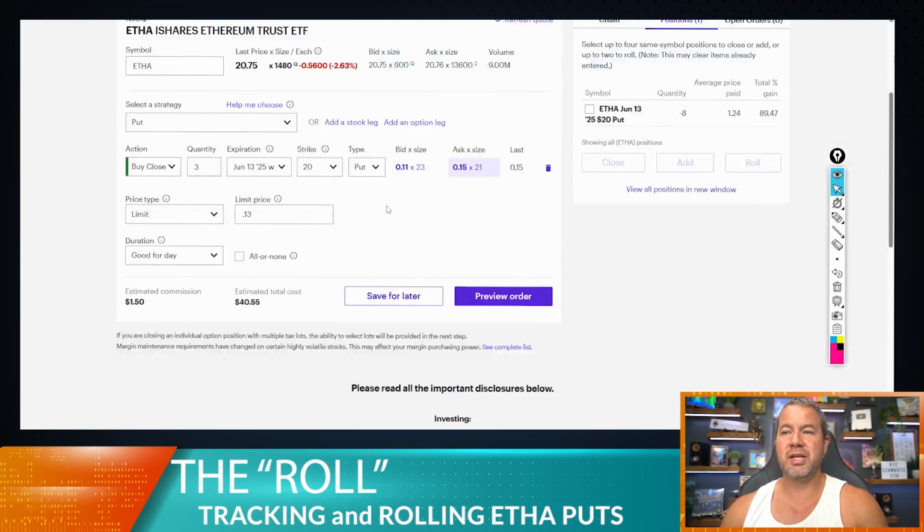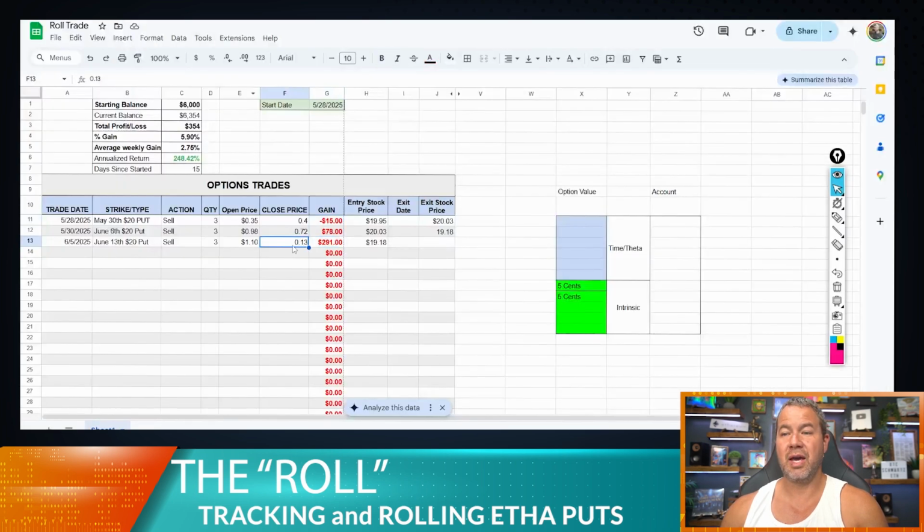The other option is I could wait until tomorrow. Tomorrow's Friday. If this price stays here, $20.75, this will expire worthless. So I could actually realize the other 13 cents right here. I could get that into my account, and I could just let this expire worthless, and then I'd be out of the trade, and I can open a new trade Monday and call it a day. And then I'd actually be up on average 3% per week, which is not bad at all.